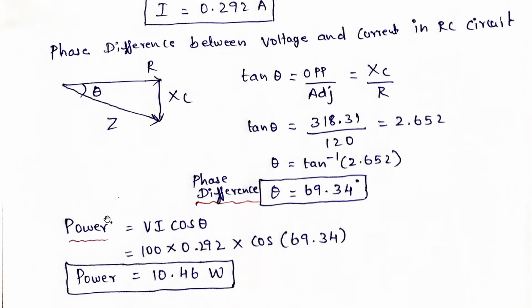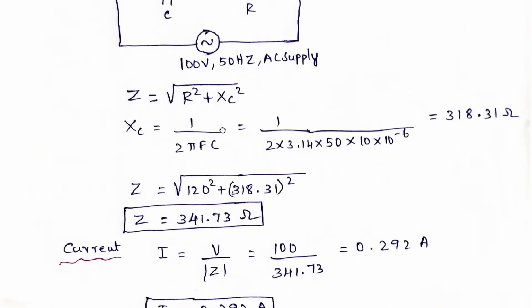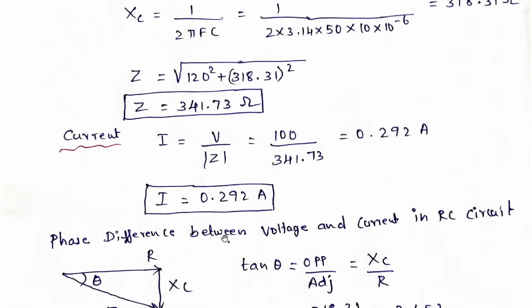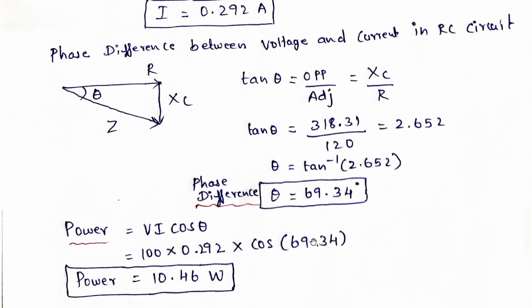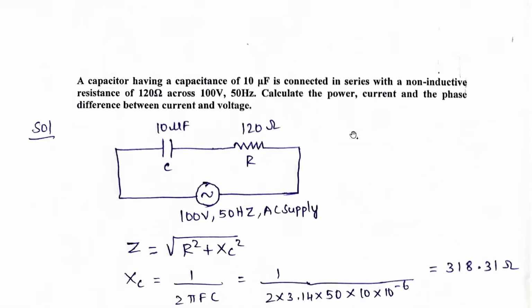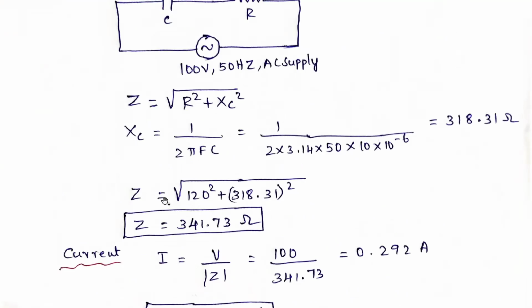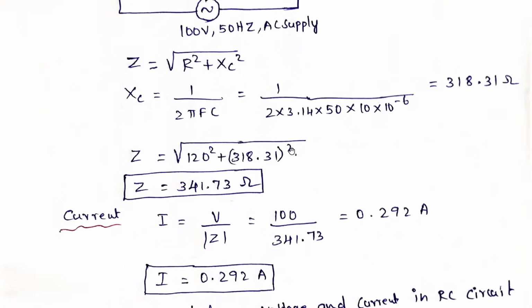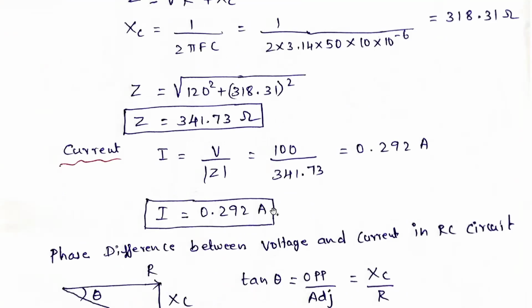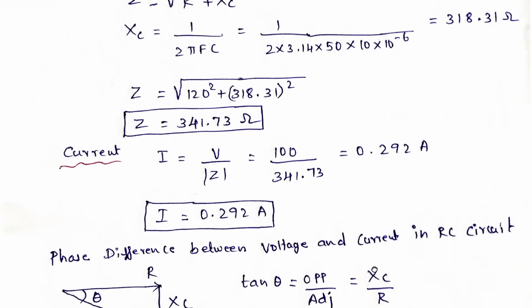Next is power. Power is nothing but V I cos theta. V is the voltage, 100 volts, the current we calculated is 0.292 amperes, and theta is 69.34 degrees. If you simplify this, we get the power value as 10.46 watts. You need to highlight all the answers: power, phase difference, and current are all asked. Whatever you calculate, just highlight your answers. Then it will be very easy for the evaluators to evaluate your answers. Very simple problem, RC.